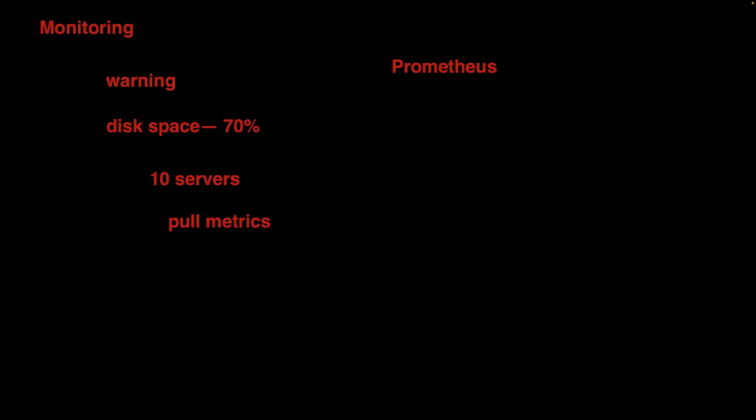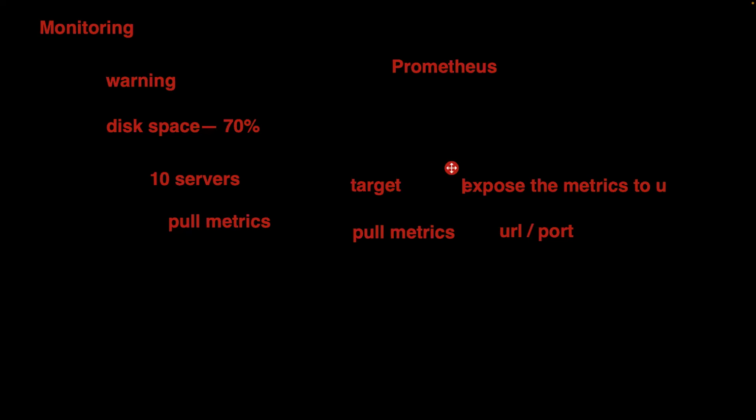Let me give you a small brief on how it pulls. Like this is the target, right? Suppose there's a target server, it has to monitor it. It will pull the metrics from this target. But how does it pull the metrics? It will pull the metrics from the target from a URL or a port number. What is a URL or a port number? How do you get that? First of all, this target should expose the metrics to a URL or some port number. So once a target exposes the metrics, then Prometheus will pull the metrics from that URL or target, right?